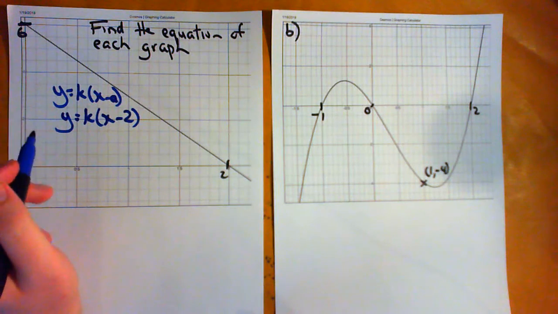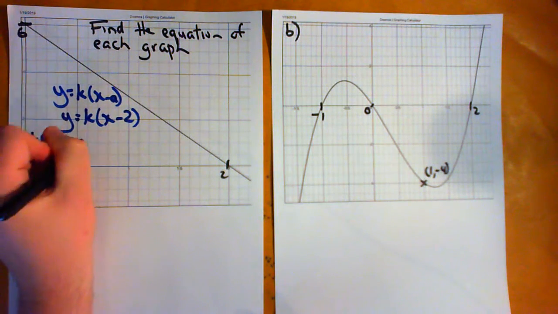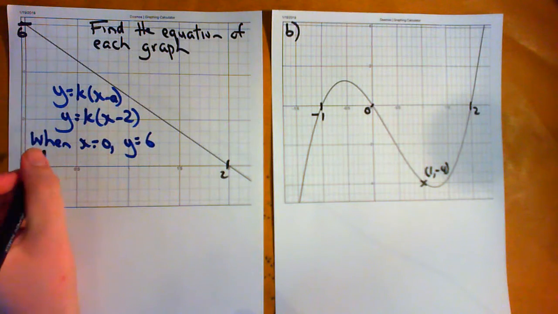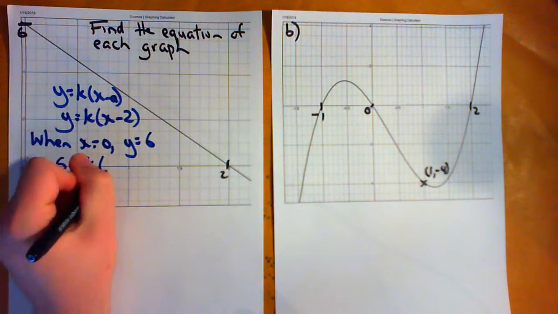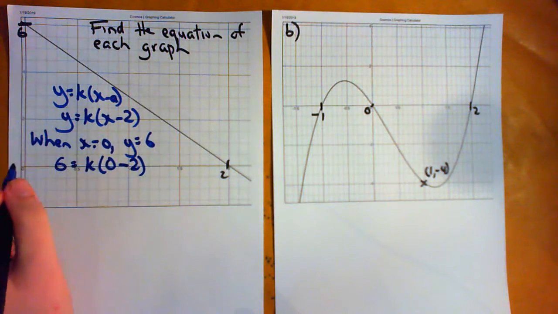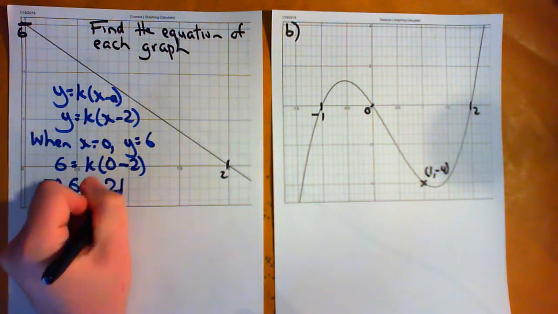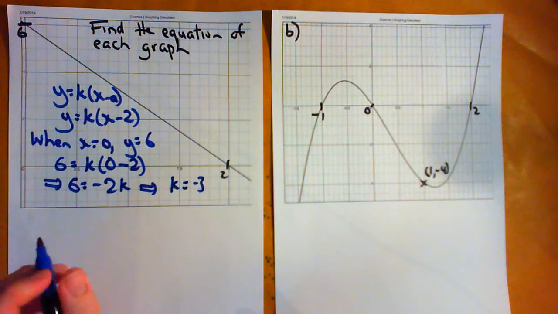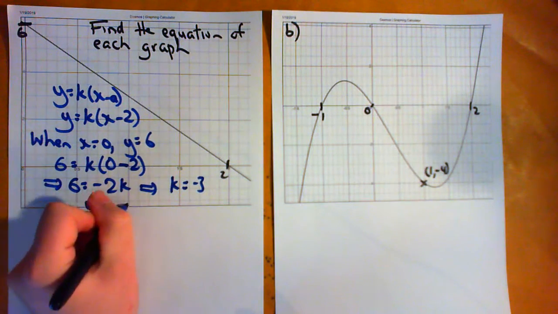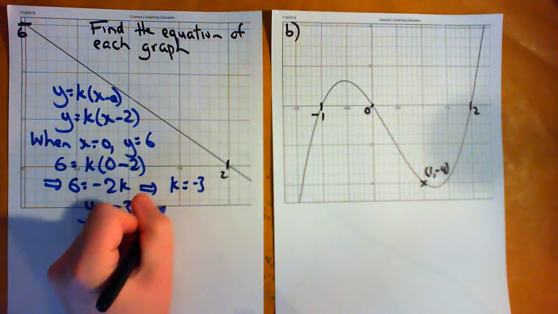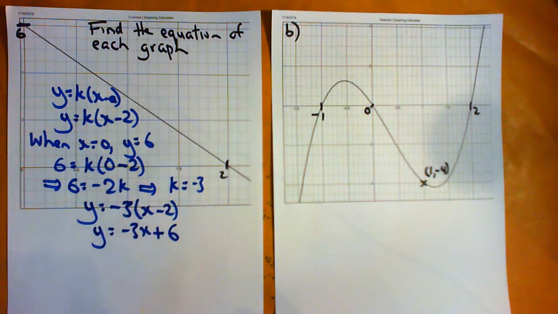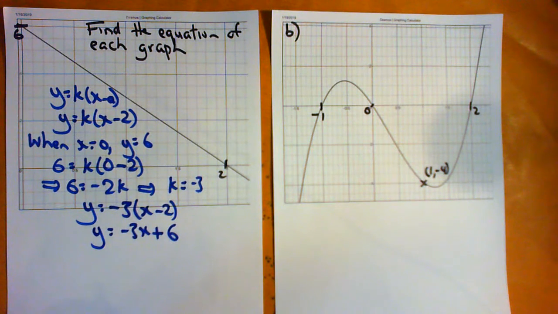Now we also know what the y-intercept is, so we know that when x equals 0, that's the y-intercept, which is 6. Okay, so we have y is 6 equals k times x is 0 minus 2. So therefore we get 6 equals negative 2k, and dividing that by negative 2 tells us that k equals negative 3, and your equation is y equals negative 3 times x minus 2, or if we expand that out, we get negative 3x plus 6. So we do indeed get our y-intercept of 6, c equals 6 as expected.